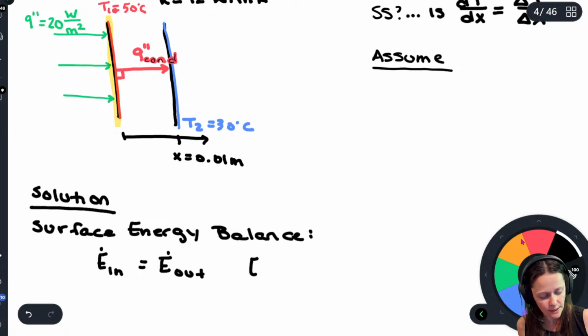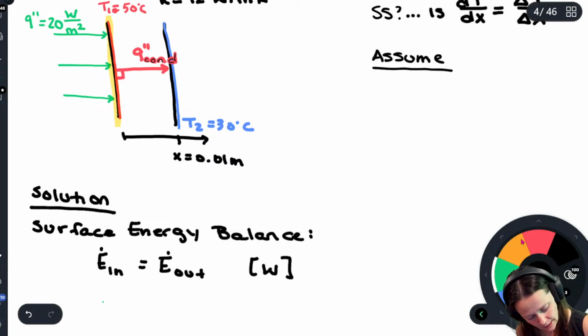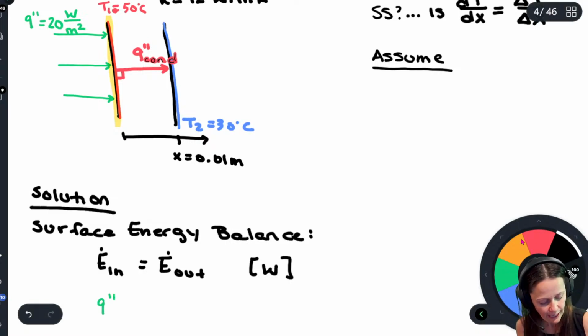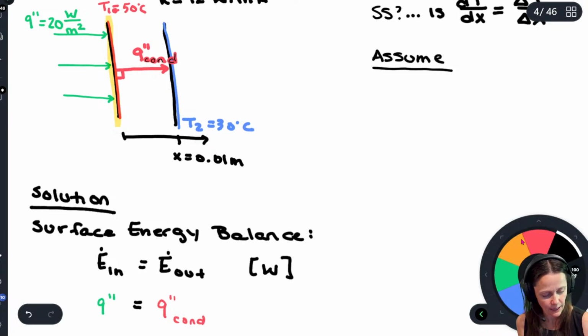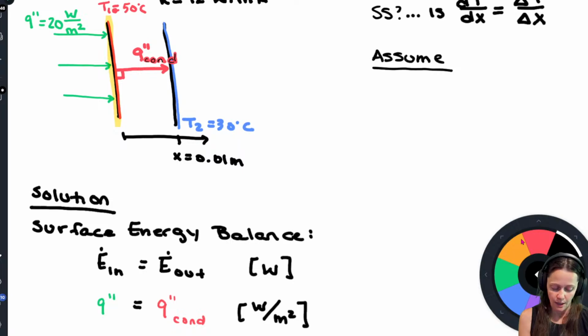Of course, these are rate terms. Now, I know that I've got things in terms of flux, and that's fine. It doesn't really matter because the area through which that flux is going is the same for what's going in and what's going out. So I could put this in terms of flux, and it's fine. So that Q flux has to be equal to this Q flux. Yes, it's watts per meter squared, but the per meter squared is the same for both of them.